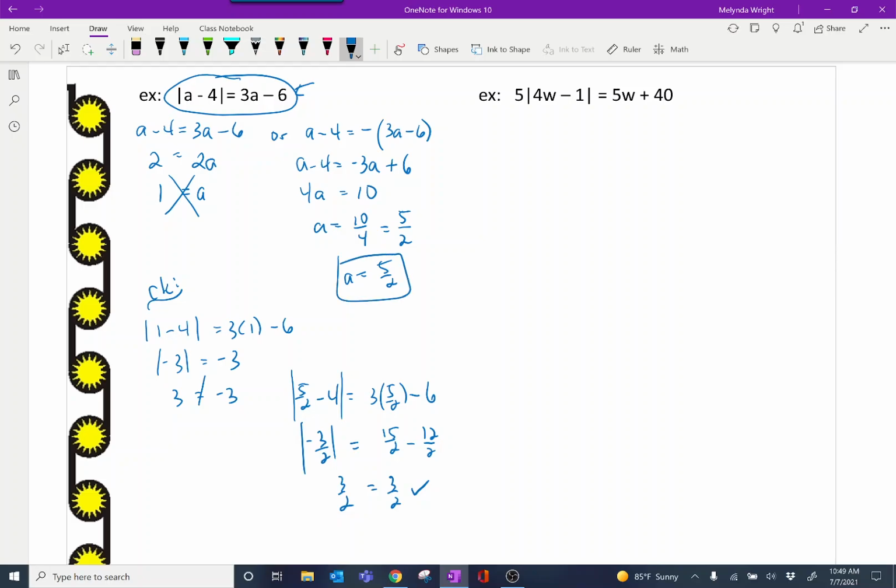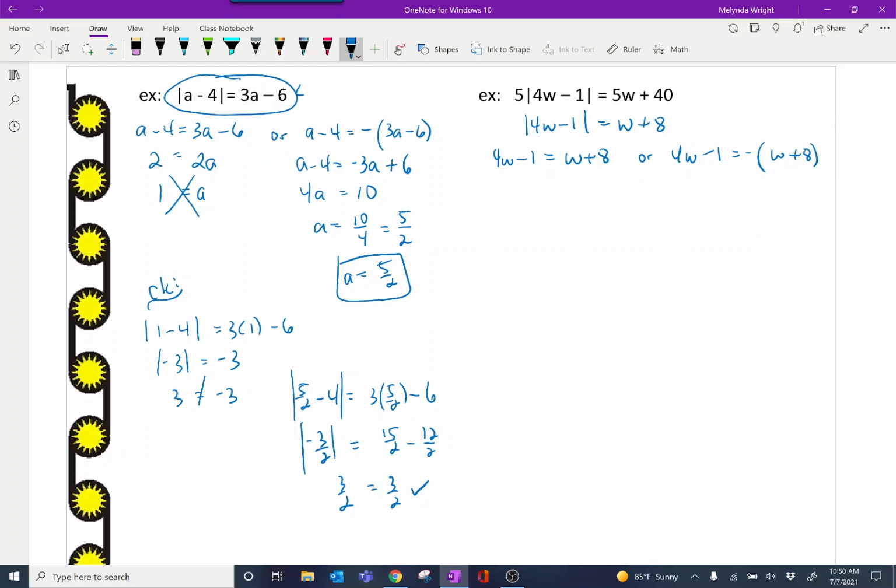Okay, last example. We do need to isolate the absolute value, so we need to deal with this 5. So we're going to divide both sides by 5. So 5w divided by 5 is w. 40 divided by 5 is 8. All right, so now we're basically where we were at the step over here. So let's set up our two different equations. So we've got 4w minus 1 is w plus 8, or 4w minus 1 is the opposite of w plus 8.